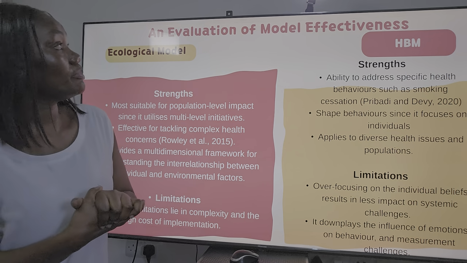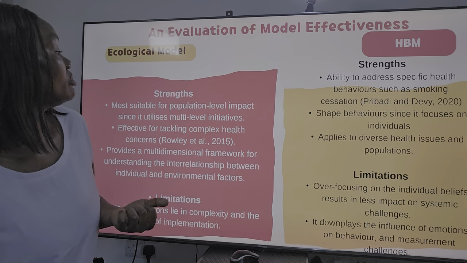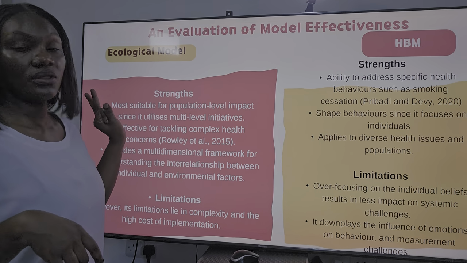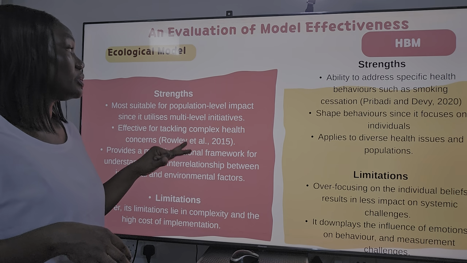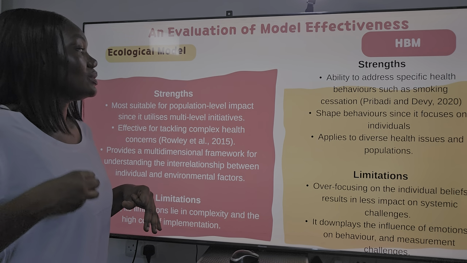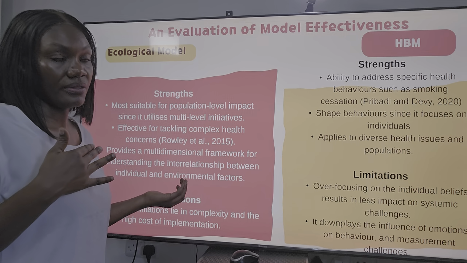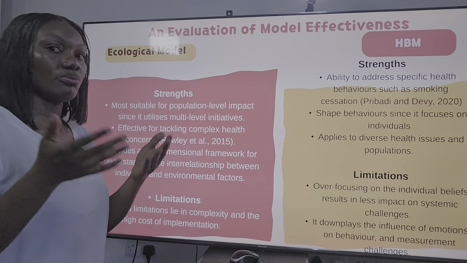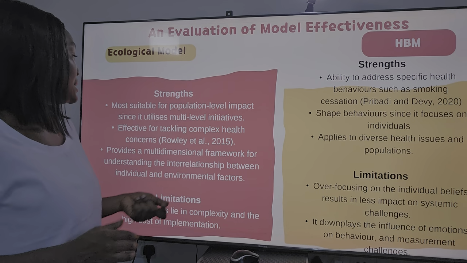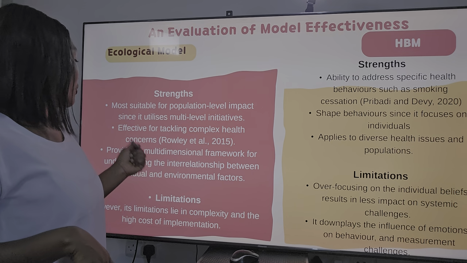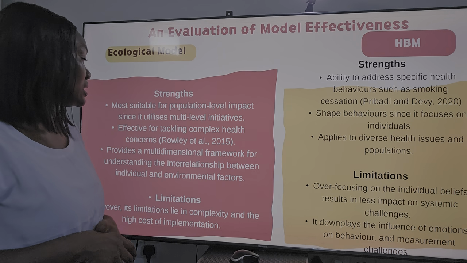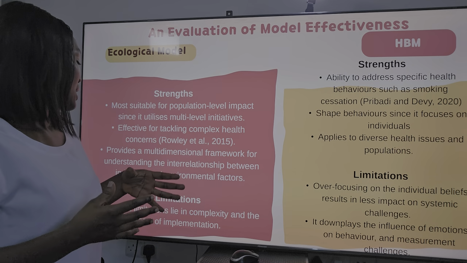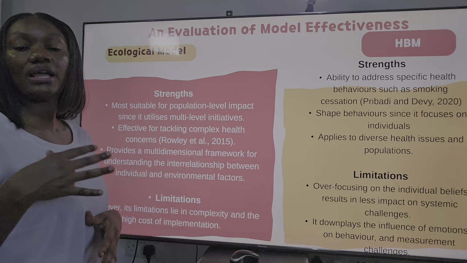So we're going to evaluate both models' effectiveness. The ecological model has its strengths, and we're going to look at the strengths and the limitations. The ecological model is most suitable for population level impact, since it utilizes multi-level initiatives. From the strengths and weaknesses, we saw that it's not just focused on the individual, it focuses more on the community and large populations, and is effective for tackling complex health issues. It provides a multi-dimensional framework for understanding the interrelationship between individual and environmental factors. But its limitation lies in complexity and high cost of implementation.